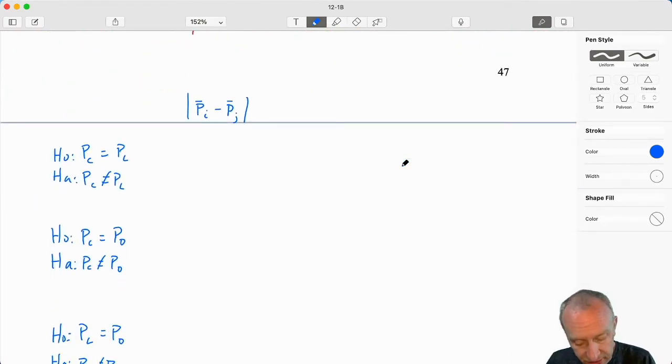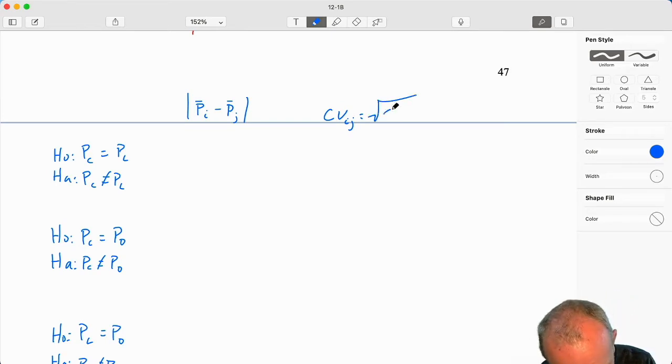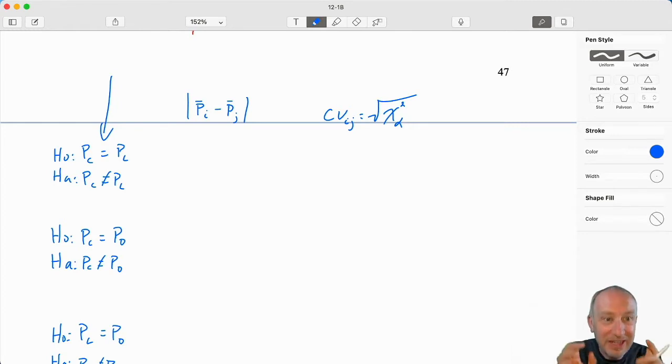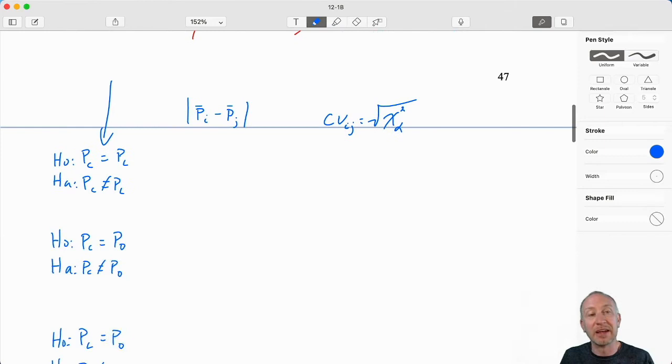Our critical value, this one's a little bit more tedious. The critical value for each test, so I'm putting IJ on there because we're comparing all of these different pairs, is equal to the square root of the relevant chi-squared value at alpha, not alpha divided by 2. I know that's confusing. Here it looks like we're doing two-tailed tests. That's not how this works. We're using alpha just on its own. So we'll use the same level of significance that we used for our test. Alpha here is 0.1, and we'll use that for each of our tests comparing the different pairs.